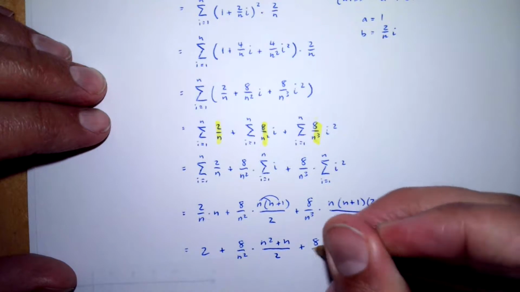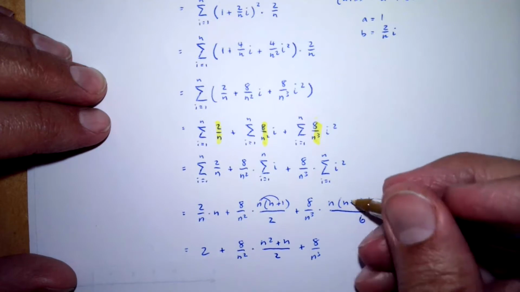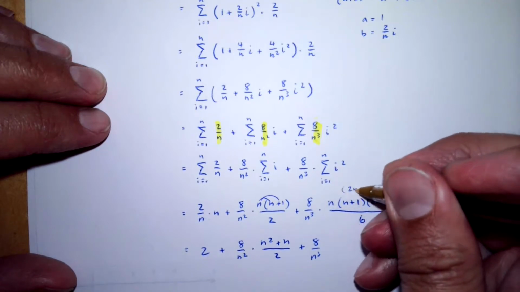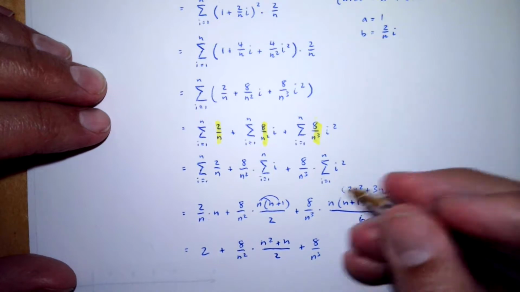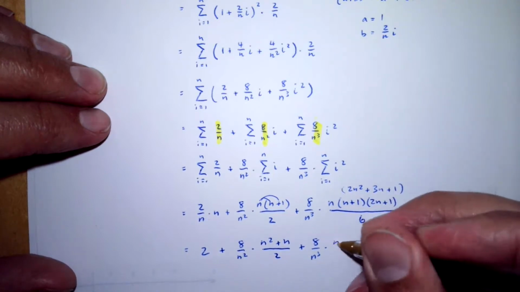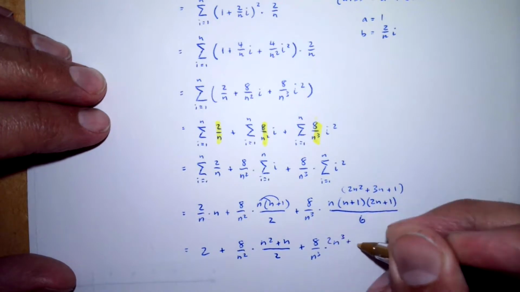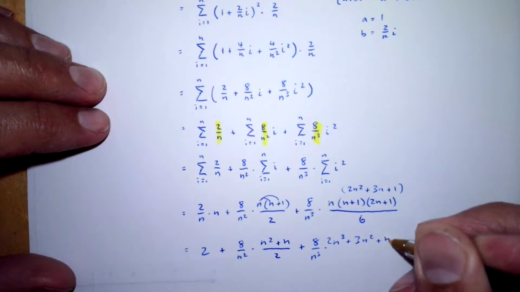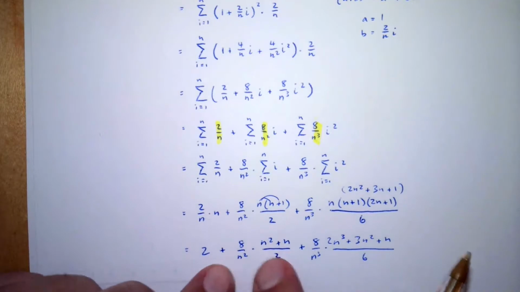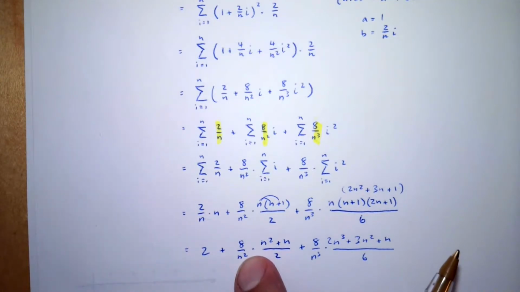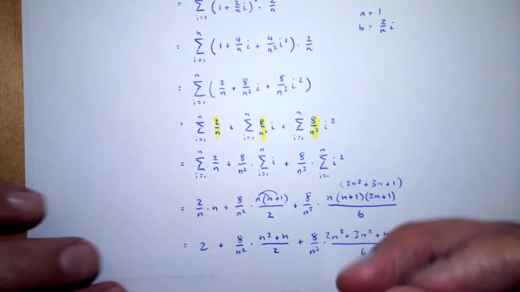Plus 8 over n cubed. Okay, let's see. This is going to be n times 2n squared plus 3n plus 1. So I'm going to factor in an n here. We get n times 2n cubed plus 3n squared plus n all over 6. And then I'm going to multiply these fractions, or I'm sorry, multiply these fractions and separate them.